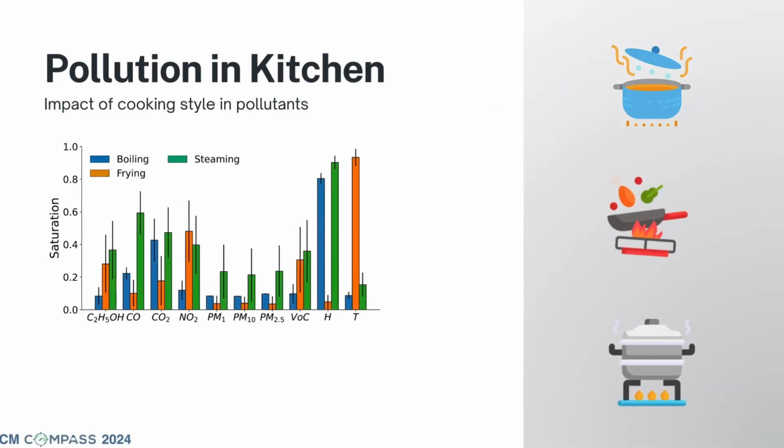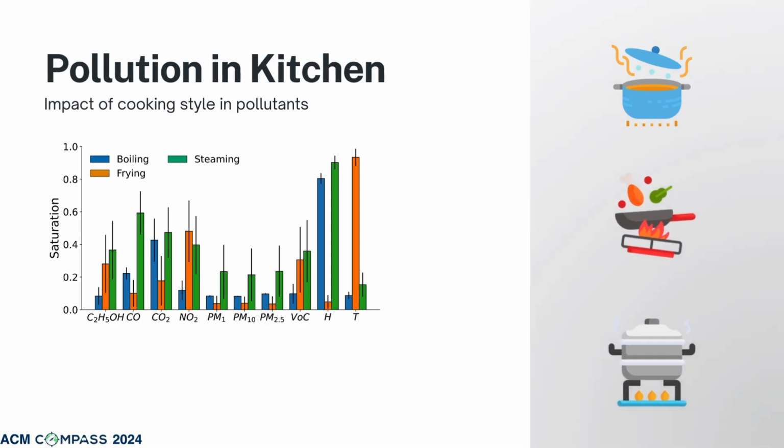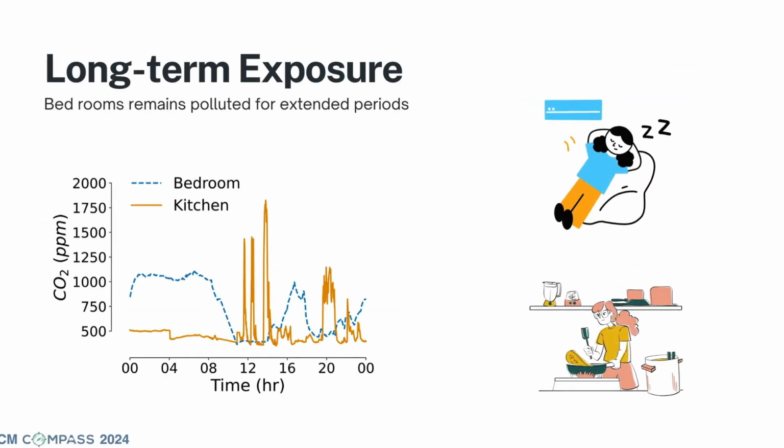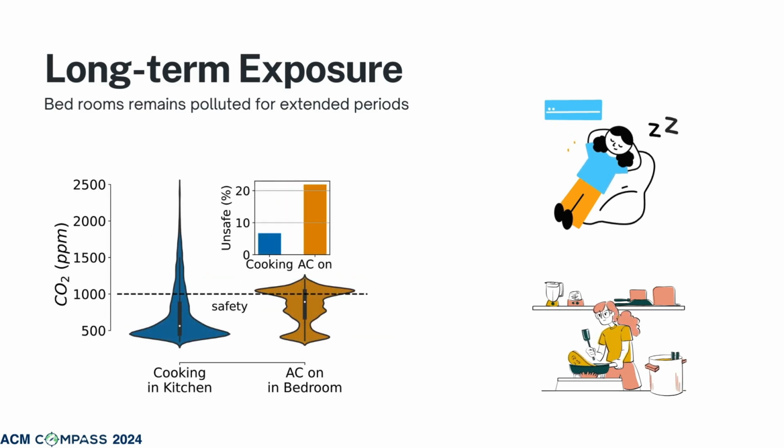Moreover, we also observed that pollutants are impacted by cooking style. For instance, steaming results in maximum pollutant accumulation compared to boiling and frying. We observed a short-term pollution spike while cooking in the kitchen. However, in bedrooms, long-term accumulation of pollutants is more severe, and extensive use of split ACs compromises ventilation, resulting in elevated pollution levels for extended periods. Therefore, it is statistically more harmful than the kitchen.